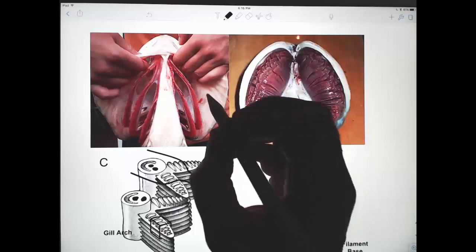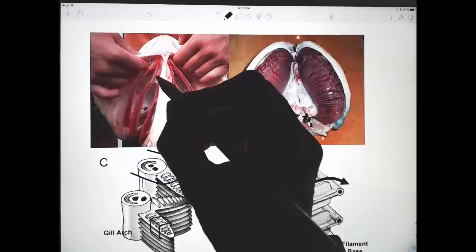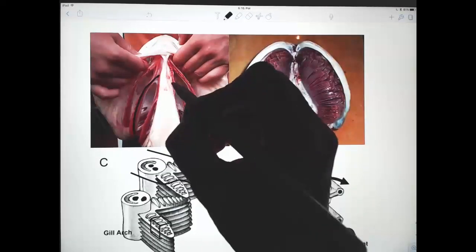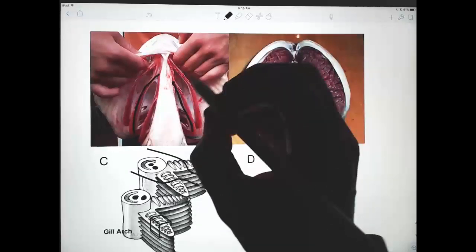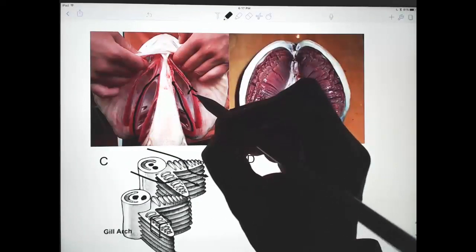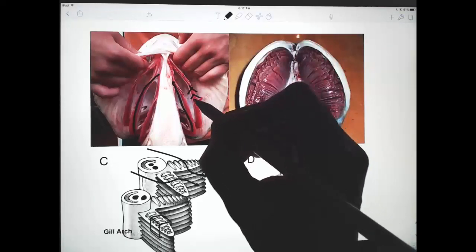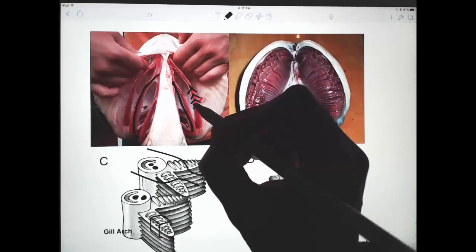Here's the head of a fish showing the gill arches. These structures are the gill arches. And on each gill arch, the red portions here are gill filaments. And each arch has a pair of gill filaments at every location.